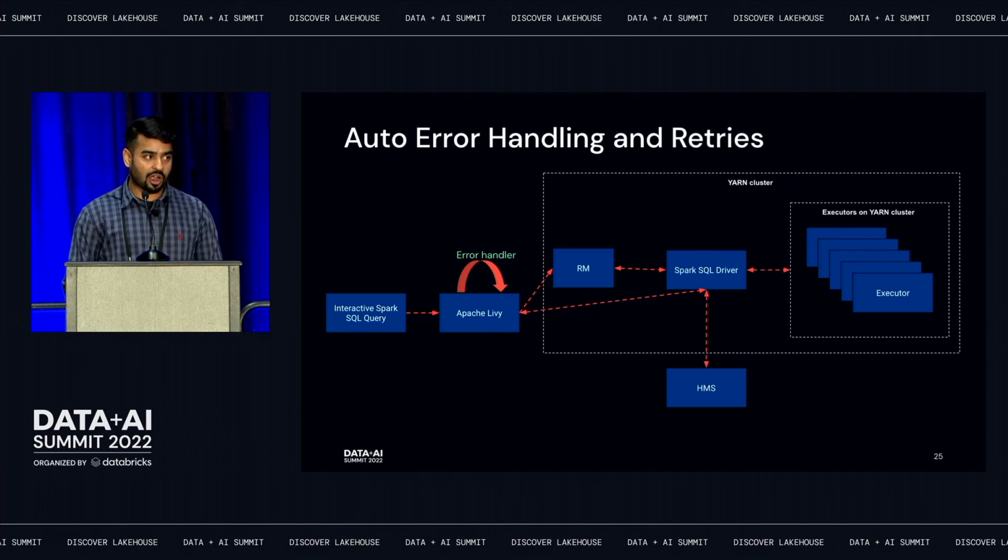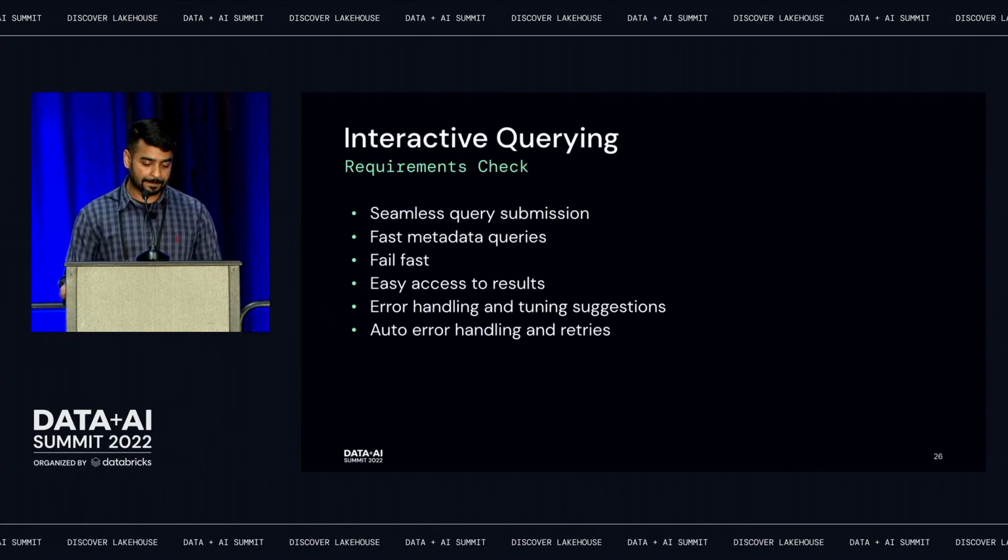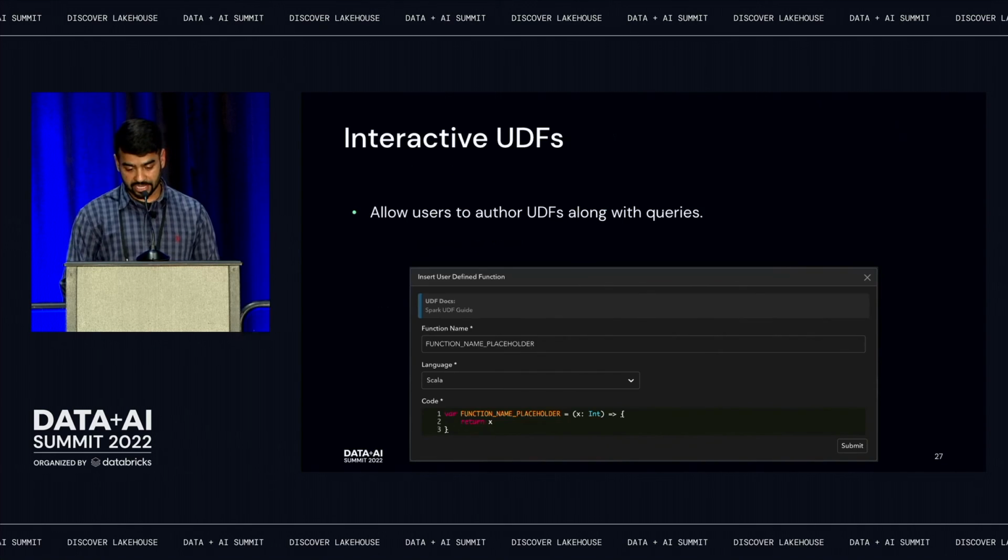OK, so after all these improvements, let's get back to our requirements and see how we are doing. We were able to meet all the requirements with the architecture that we chose. This is what we wanted to see in our interactive querying. Our interactive querying solution not only met all the requirements we had, but also enabled us to quickly add more features to improve dev velocity. For example, one of the requests was, can we bridge the gap between the ease of SQL and the flexibility of code? We said yes. And we added support for users to write Scala UDFs along with their queries. This was a very easy addition that we were able to do because of our design choice.